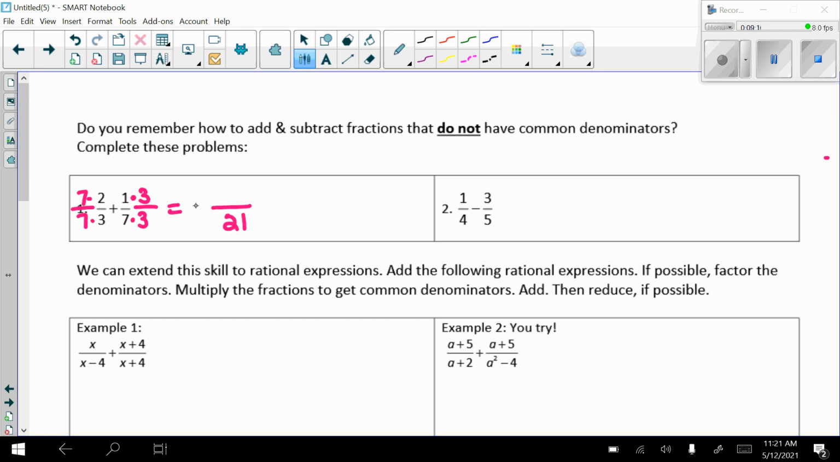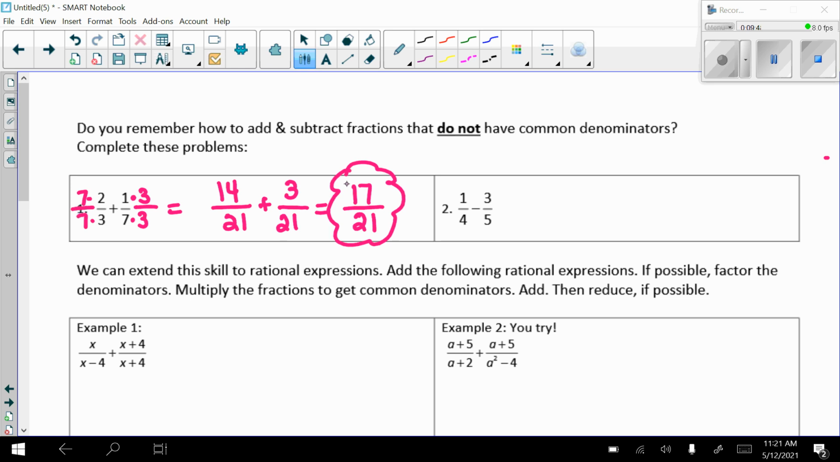So we have 7 times 2, which is 14 over 21. And then we have 1 times 3, which is 3, also over 21. Now this problem is like what we did on the previous page. We keep the 21 and we add our numerators. Now we see if we can reduce. We can't reduce, so that's our answer. Let's check the next one.